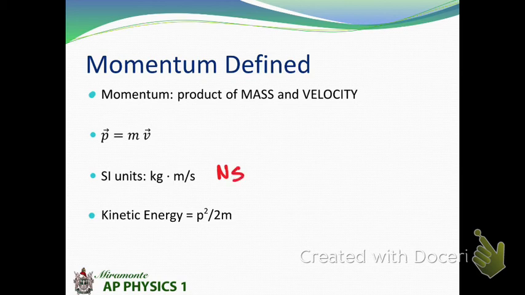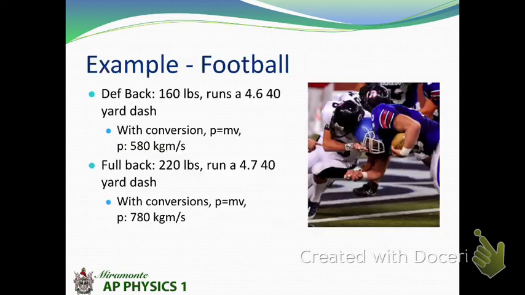Kinetic energy, 1/2 mv squared, could be expressed as mv squared over 2m. So p squared over 2m is another way of expressing kinetic energy, though we usually just use 1/2 mv squared.